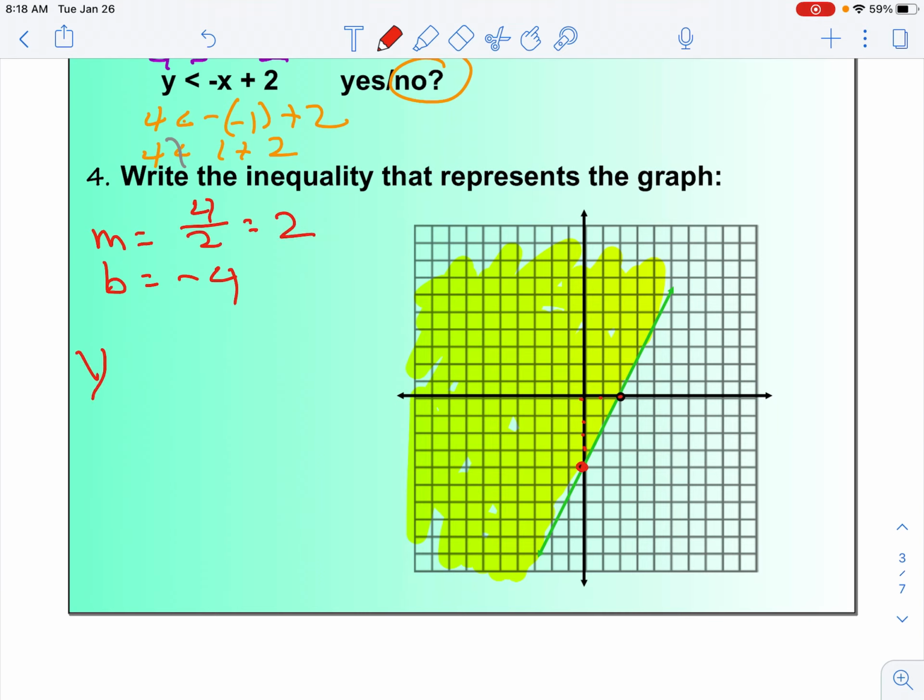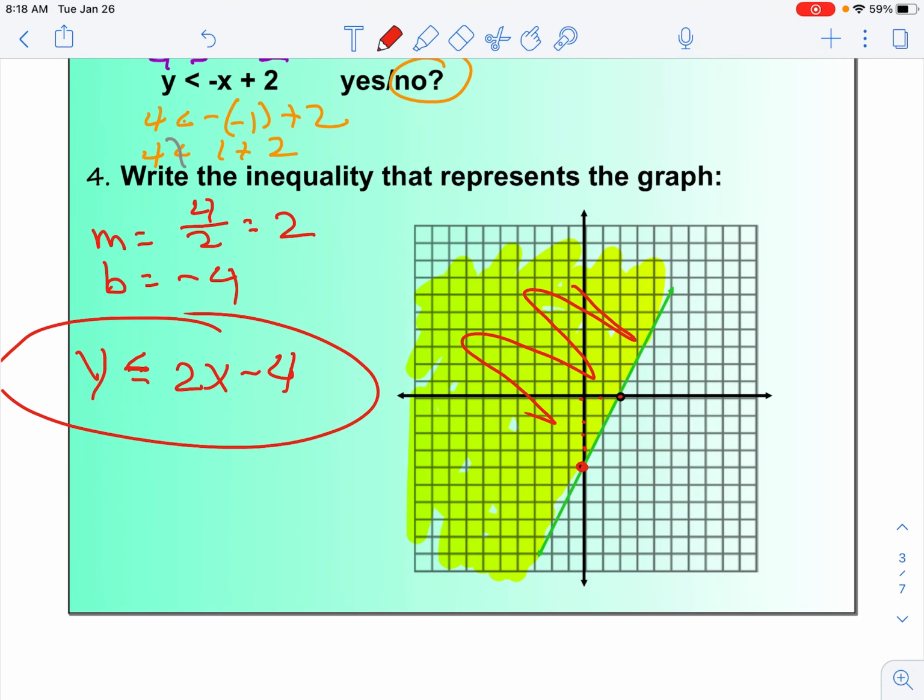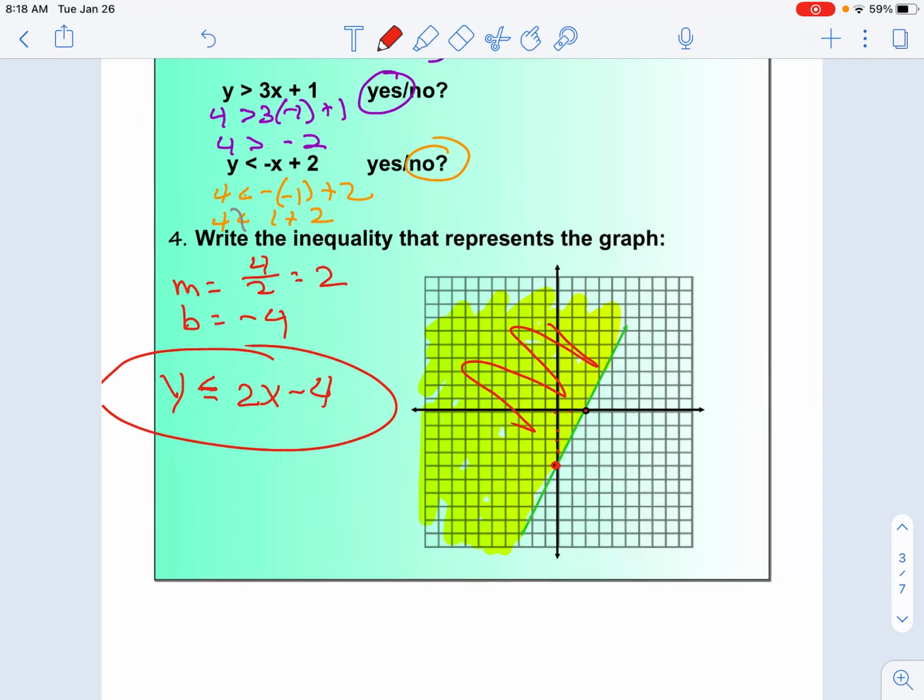So now normally I would write the equation of the line y equals 2x minus 4, mx plus b. But this is an inequality. Okay, so I have to shade. I can see that it's a solid line, so I'm going to keep that equal there. But this is shaded all above the line, so it's going to be greater than or equal to -4.